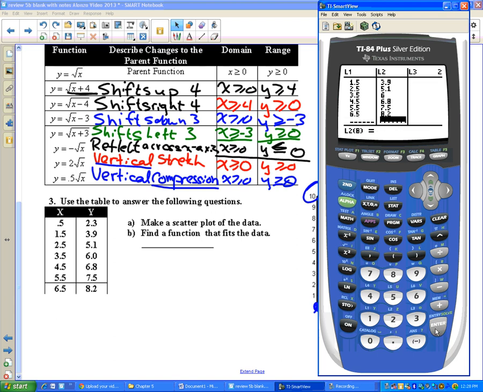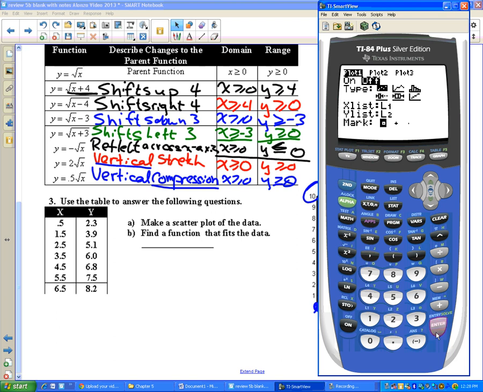My L1 and L2 are the same length, so I'm not going to have any dimension mismatch. I need to turn on my stat plot, so now I hit second Y equals. Second Y equals. Hit Enter for number 1. I'm going to hit Enter to turn it on. This is already a scatter plot, and now my X list is L1, my Y list is L2, and my mark is a little box. So I'm going to hit Graph, and there's my points in the graphing calculator.